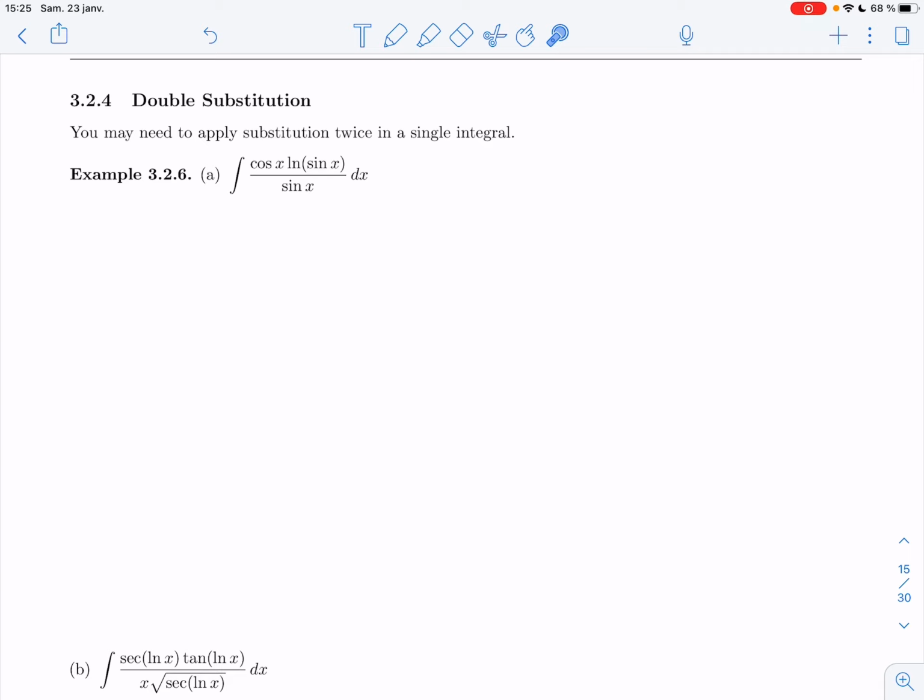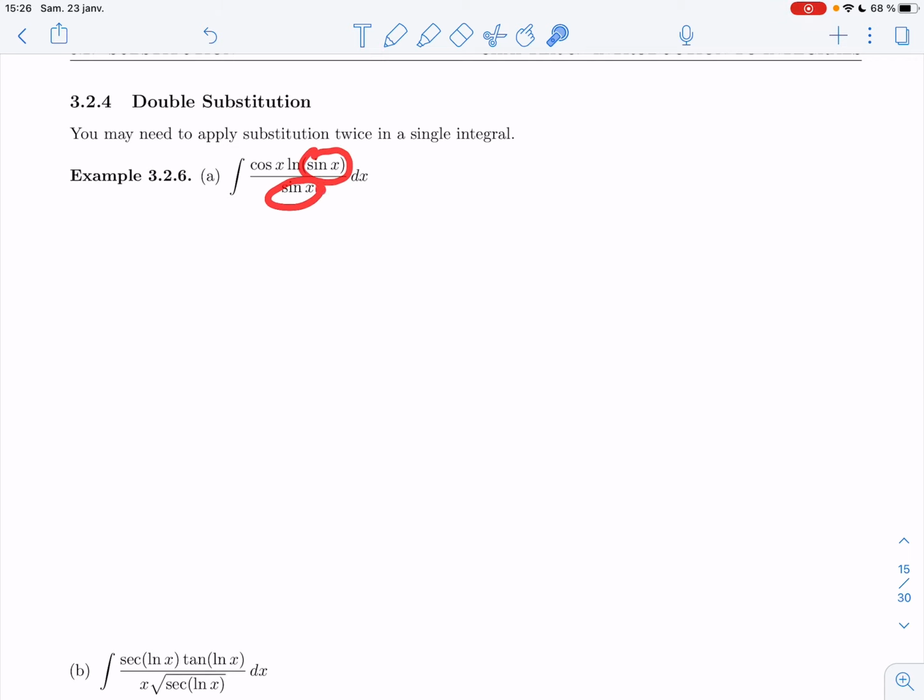All right, so let's try example 3.2.6. Problem A, I have cosine of x times ln of sine of x, times sine of x. There's a lot. I have sine of x inside the log, and I have sine of x inside the denominator. And then its derivative, cosine of x, is here.